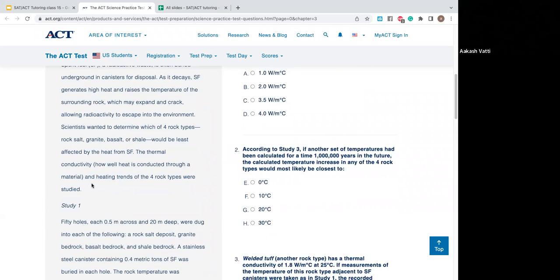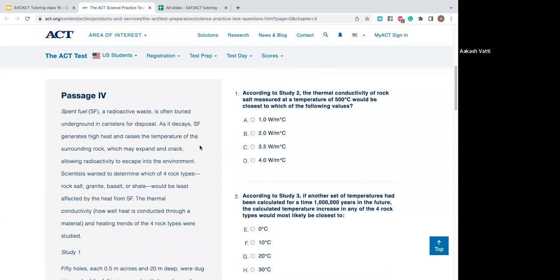So question 1: according to a study, the thermal conductivity of rock salt measured at a temperature of 500 degrees Celsius would be closest to which of the following values?